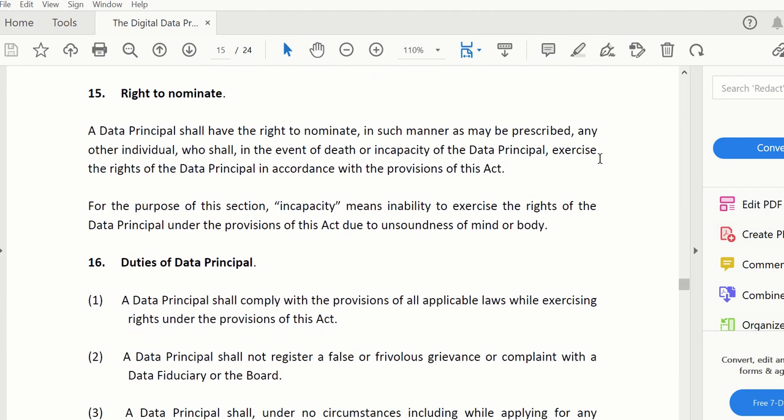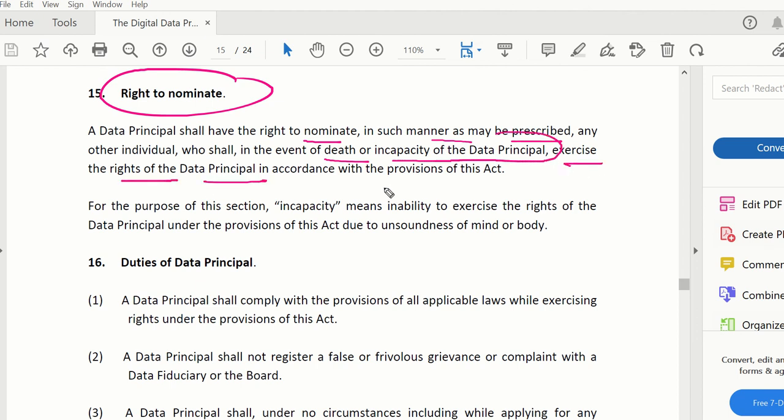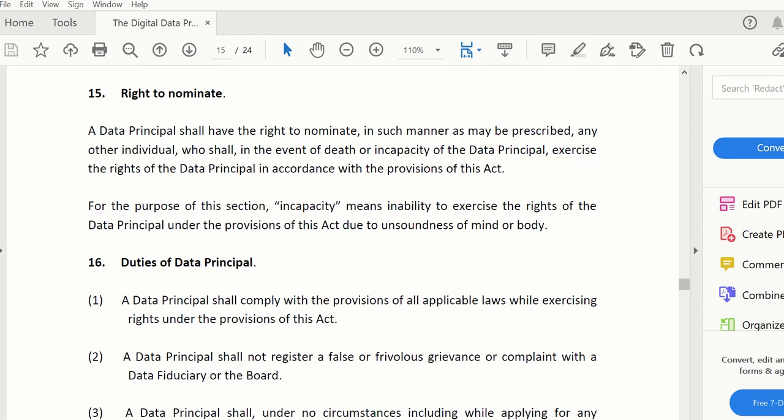Now another right, the right to nominate, has been added in this Digital Data Protection Bill. The data principal shall have the right to nominate, in such manner as may be prescribed, any other individual who shall, in the event of death or incapacity of the data principal, exercise the rights of the data principal in accordance with the provisions of the act. So this is the first time this has been added. This is a new thing compared to various regulations available across the globe. You can nominate any person to exercise your rights.